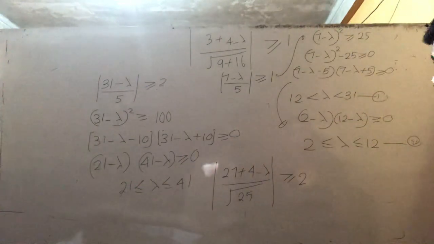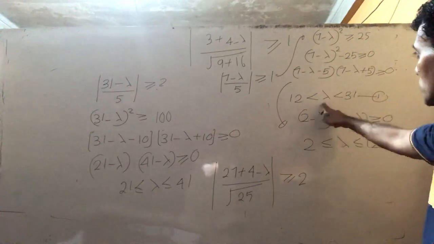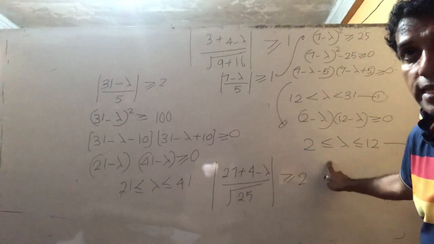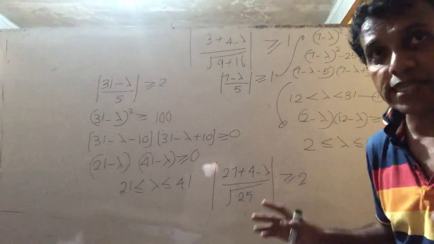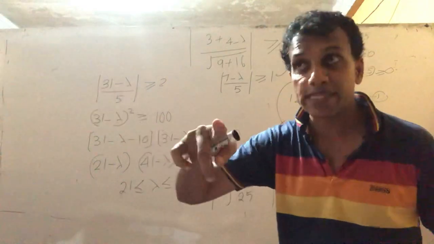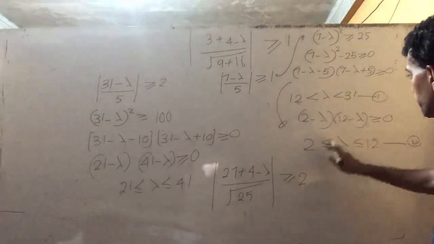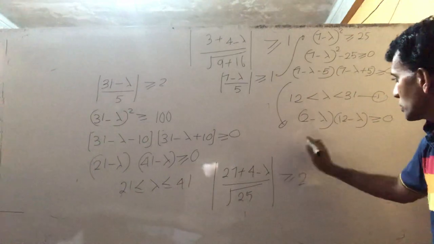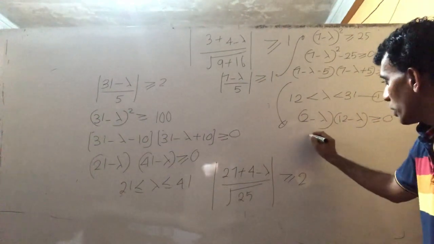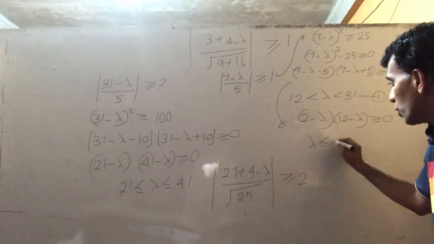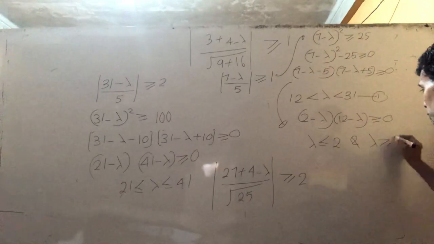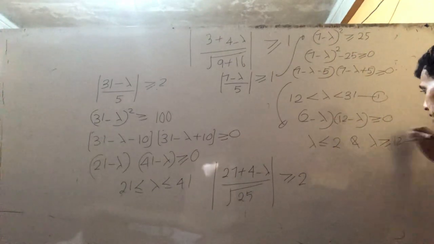I think I missed the first one. Okay, well, we got the first one. So here I missed that inequality. What does greater than 0 mean? Less than the least, larger than the highest. I missed that, check it. So here 2 and 12 are the two values. So lambda smaller or equal to 2 and greater or equal to 12. Correct it, I missed that.